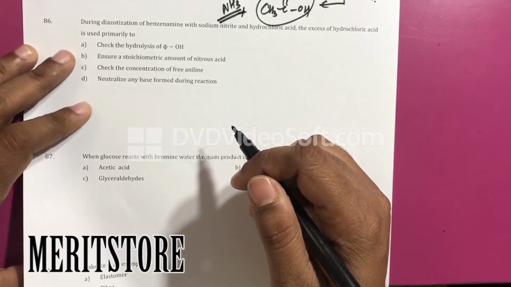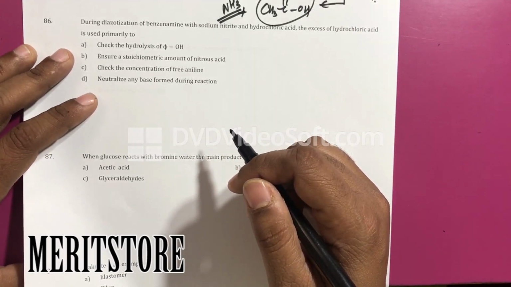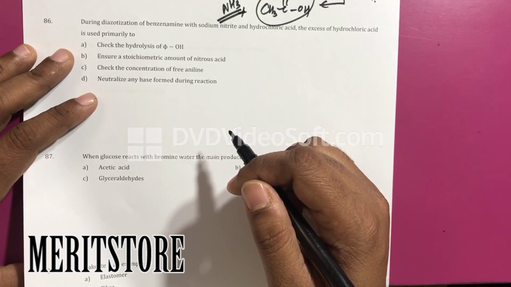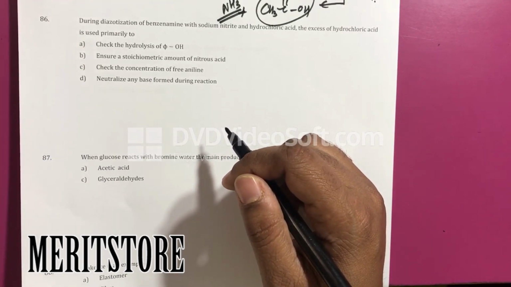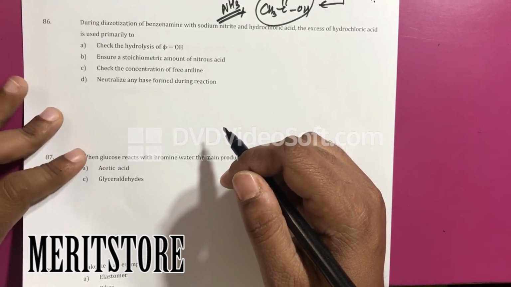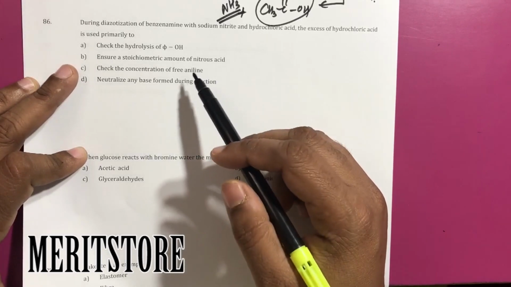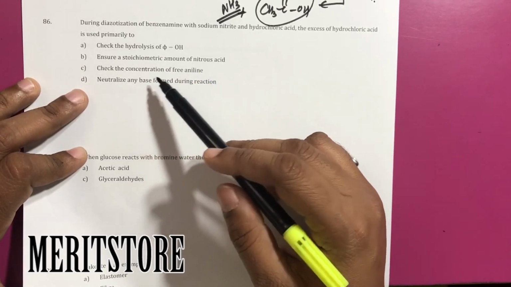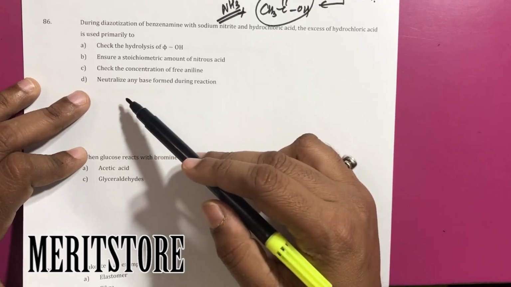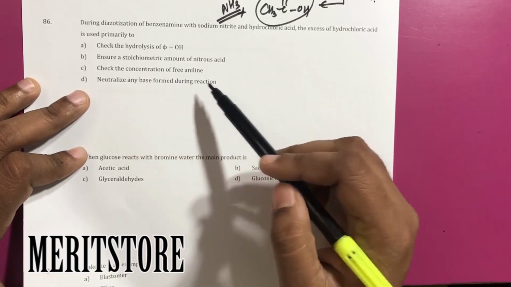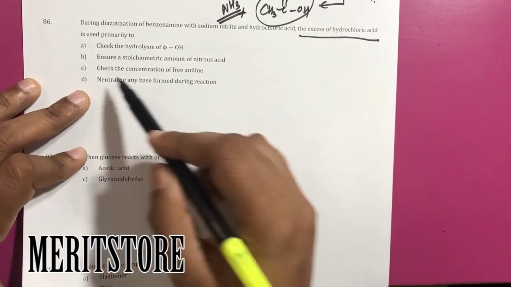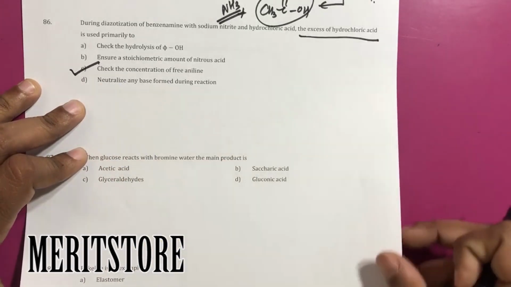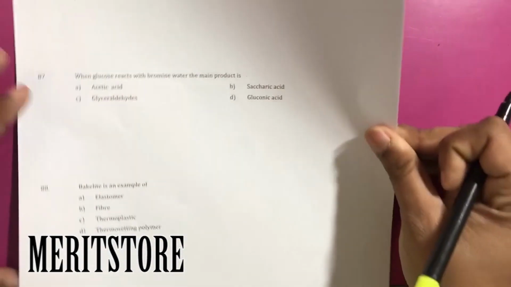Option B. Question number 86. During diazotization of benzenamine with the sodium nitrite and hydrochloric acid, excess of hydrochloric acid is used primarily to check the hydrolysis of water, to ensure the stoichiometric amount of nitrous acid, to check the concentration of free aniline, and to neutralize the base during reaction. Excess of hydrochloric acid is generally used to check concentration of free aniline in the reaction mixture.